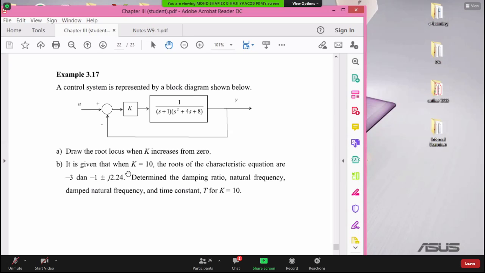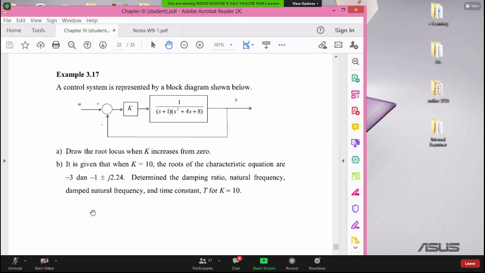In this case, it's not actually design. The value of K is selected for you. It is given that when K is equal to 10, the roots of the characteristic equation are -3, -1 plus and minus 2.2j. Sometimes the roots are not given, but in this case, it is the student-friendly question. Sometimes the roots are given. And then the question wants us to determine the damping ratio, natural frequency, and time constant for the selected value of K equal to 10.